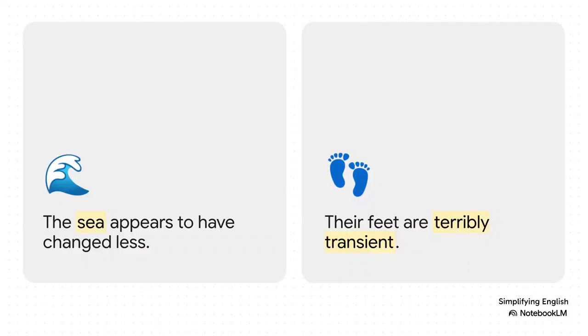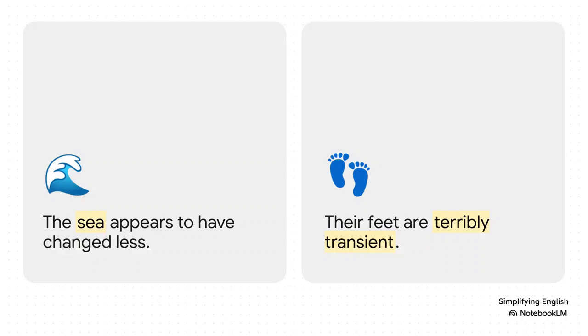But here is where the poem takes a really profound turn. The poet contrasts two very different things: the sea, which they're paddling in, and their feet. The poem reads, "And the sea, which appears to have changed less, washed their terribly transient feet." Think about that stark juxtaposition for a second. The sea is permanent, eternal. It's a force of nature that outlasts all of us.